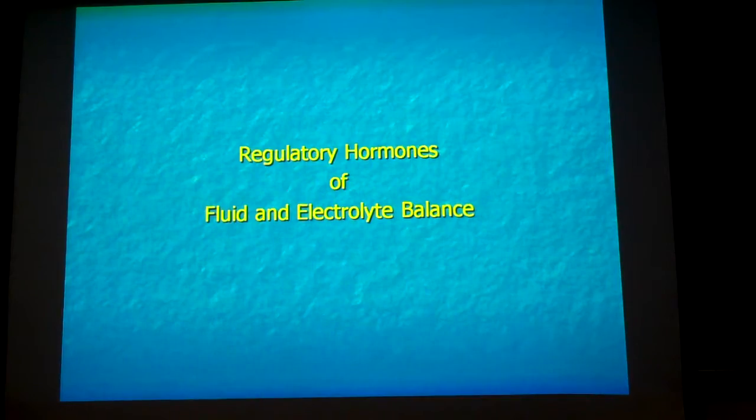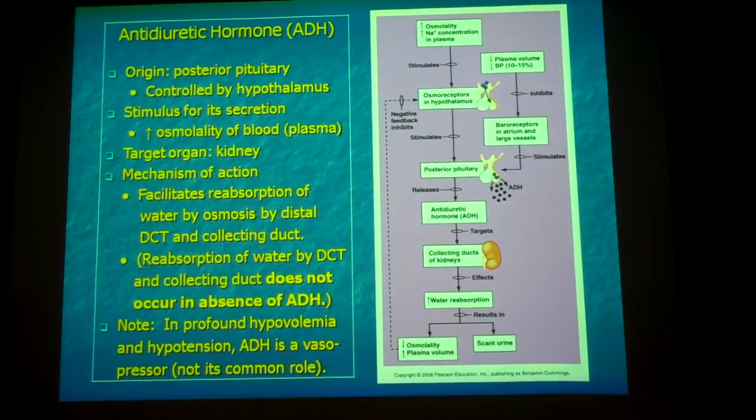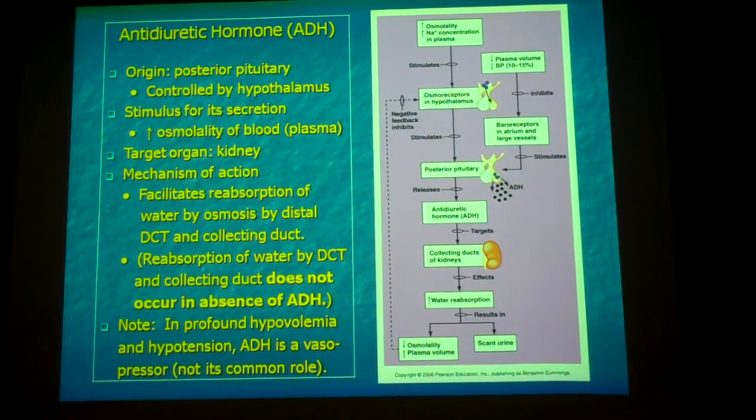All right, let's look at some regulatory hormones of fluid and electrolyte balance. We've been talking about antidiuretic hormone, haven't we? All right, now, where does antidiuretic hormone come from? Posterior lobe of the pituitary. What controls its release from there? Hypothalamus. Where does it act? On the kidney. Where in the kidney does it act? Collecting duct. All right?